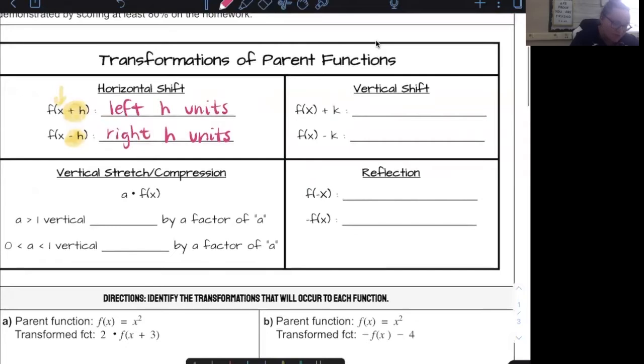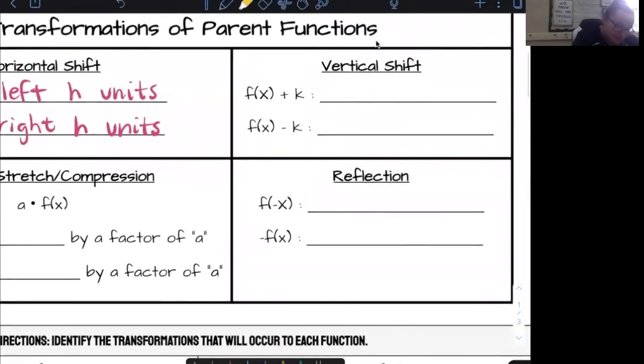Then for our vertical shifts, if you take the entire function f of x and you add a number k to the entire function, that's going to shift your function up k units. If you subtract k from the entire function, so you take f of x, the entire function, and you subtract a value from it, it's going to shift your graph down, or your entire function down that many units.